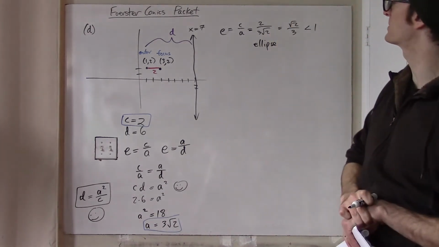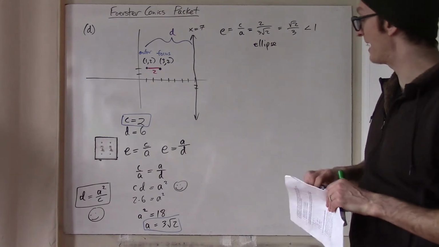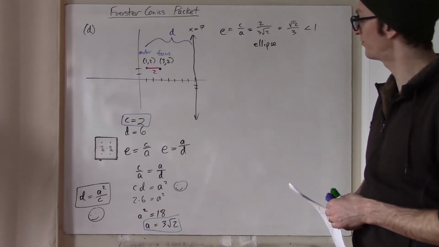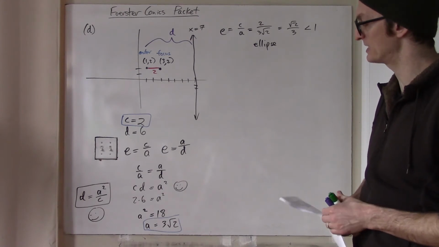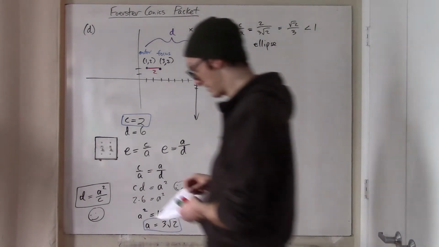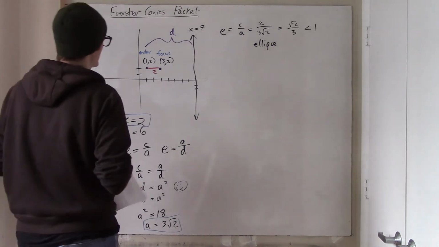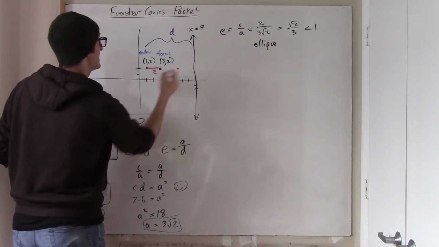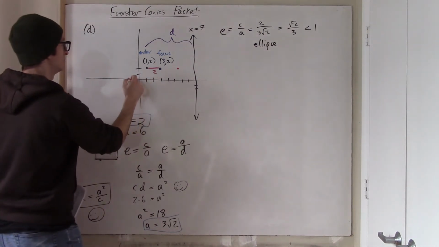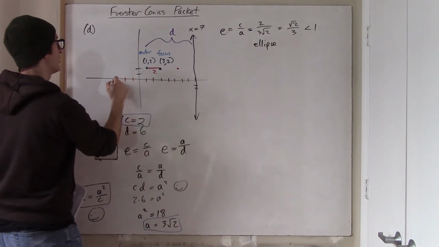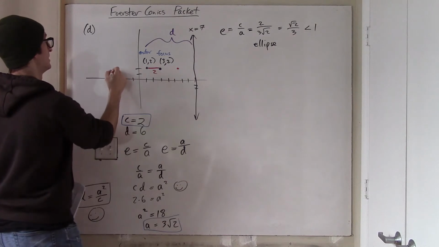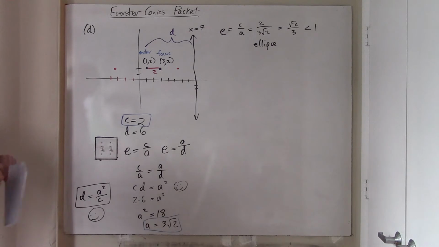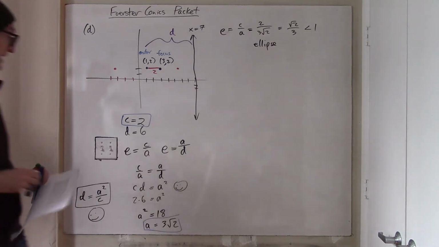What does this ellipse look like? Well, A is 3 root 2, so whatever that is, 4 something, because the square root of 18 is going to be a little bit more than 4. So that means my ellipse is going to be 1, 2, 3, 4 and a little bit, and 1, 2, 3, 4 and a little bit. And I guess all I really need to do now is just find B.